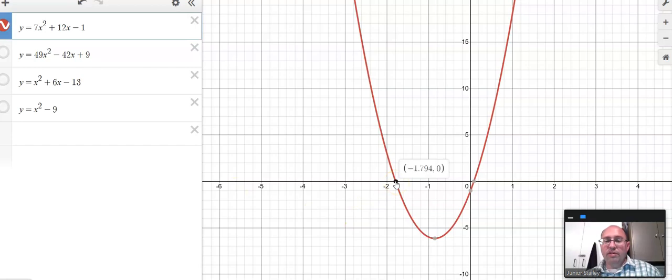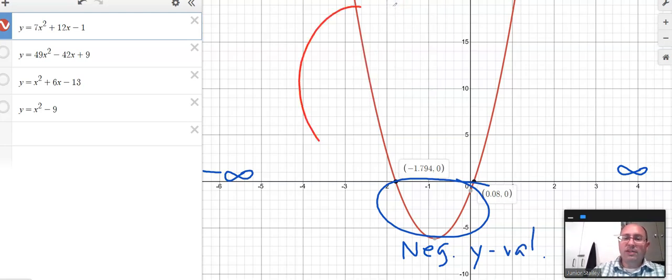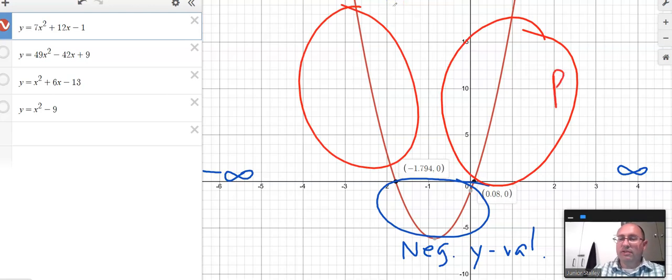What I would like to know is what these x-intercepts are. These things are important to me. I'm going to use my annotate feature to write on the screen. Over here on the left is negative infinity. Over here on the right is positive infinity. The y values in between these are negative y values. Okay, hopefully that makes sense. But up here, this section and this section have positive y values.